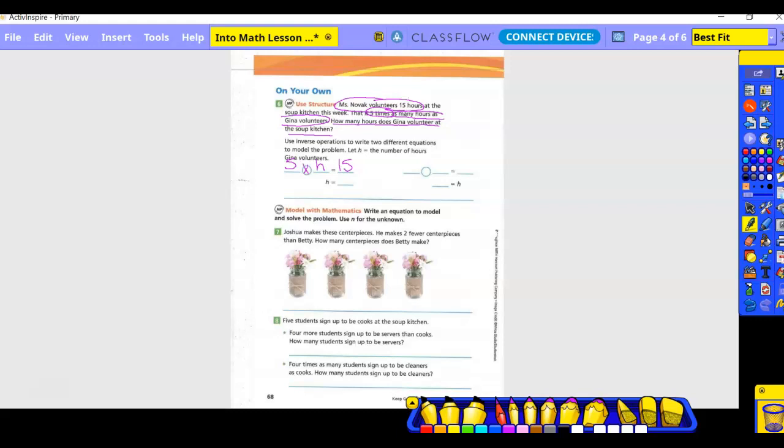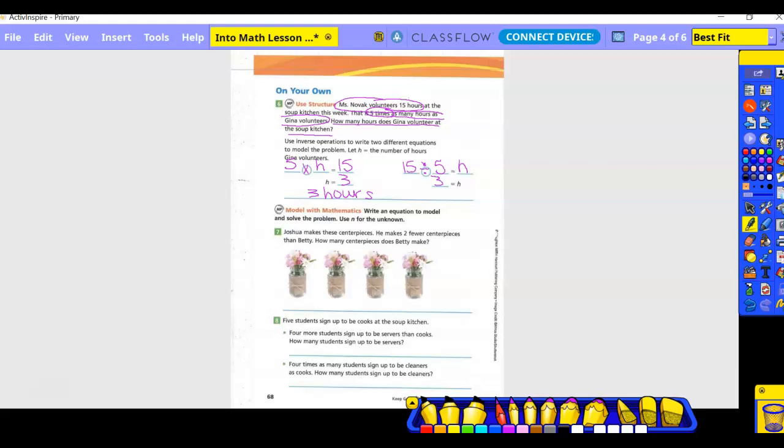So then I'm going to do an inverse operation. What's the opposite of multiplication? Division. So I'm going to put a division symbol here, and then my total now goes at the front. So now I'm going to do 15 divided by 5 equals H. And then what is 15 divided by 5? 3. And would that work over here? 5 times 3 equals 15? Okay. So how many hours does Gina volunteer at the soup kitchen? 3 hours.